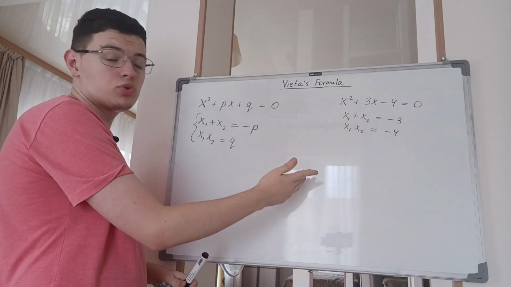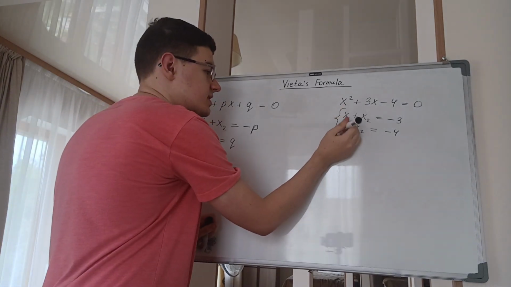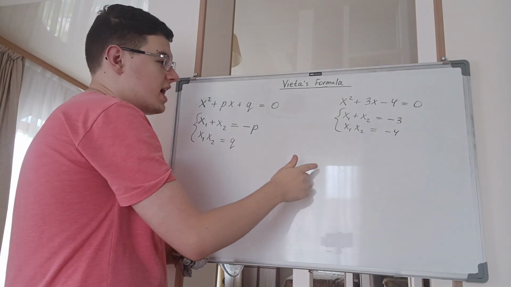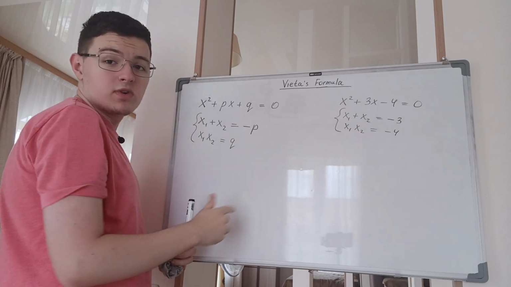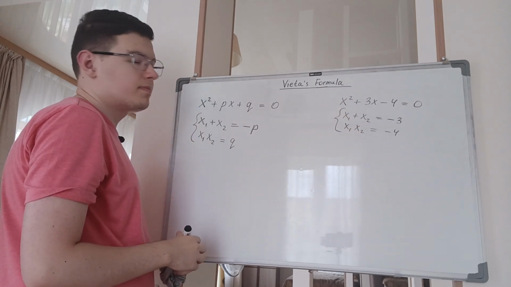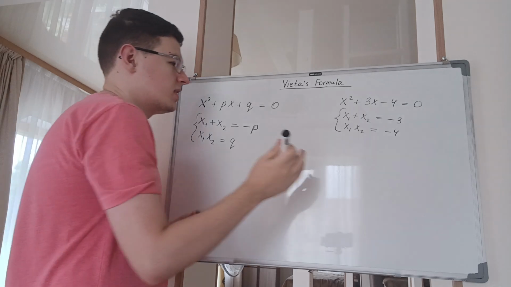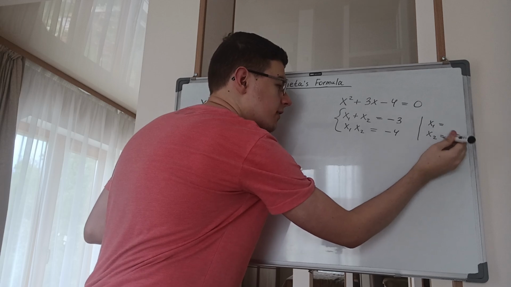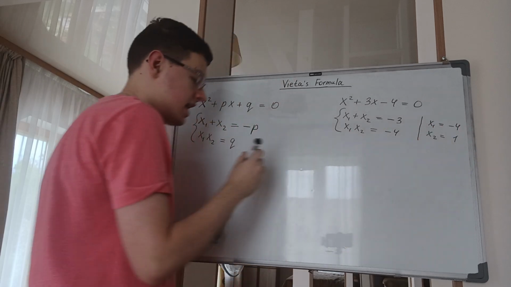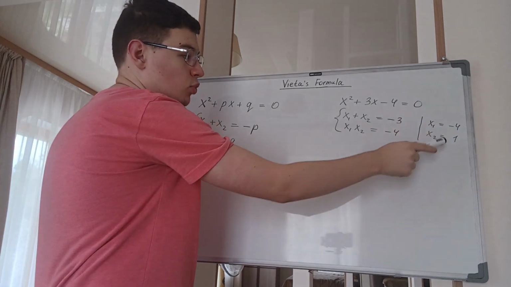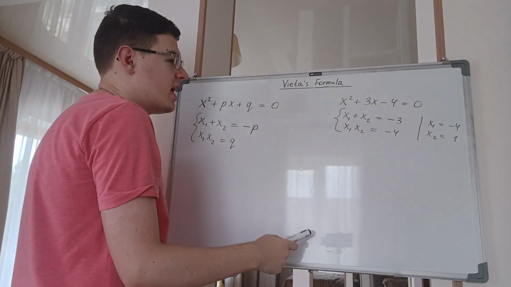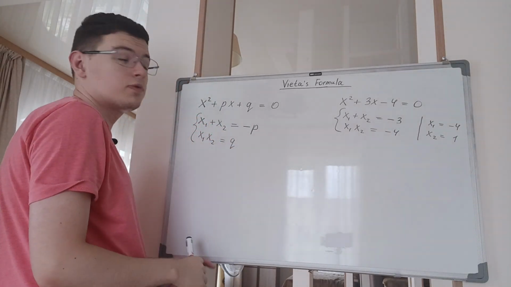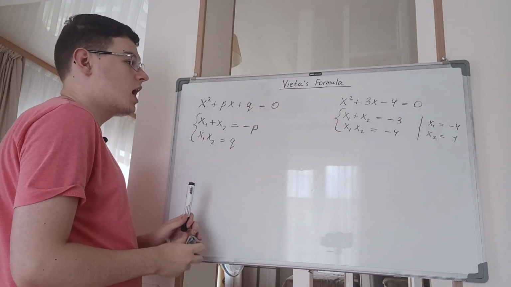So it's up to you how to solve this system. You can either solve this by substitution of x2 using x1 and vice versa, or you can just guess these roots. So if we guess the roots, then we have the roots minus 4 and 1. And that is correct, because if we sum them, we receive minus 3 indeed. And if we multiply them, we receive minus 4. So minus 4 and 1 are the roots of this quadratic equation.